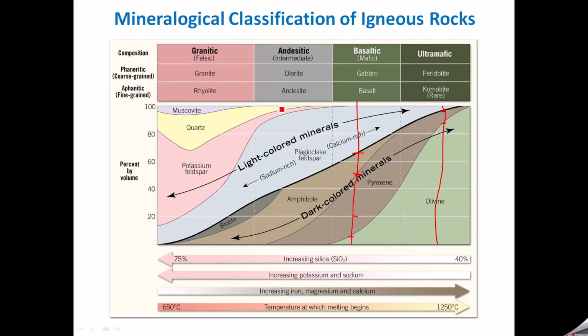As we go here to the intermediate rocks, where we have the mineral composition, we'll notice almost no olivine. We have just some pyroxene, decreased, and we have almost 20% to 30% amphibole, and some biotite, and almost 40% sodium rich.